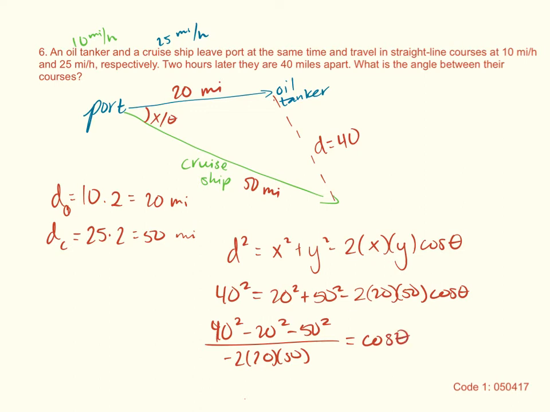So then we have that cosine theta is equal to 0.65. We're going to use inverses here, so you're going to do theta is equal to cosine negative 1, that button on your calculator, of 0.65, which will be 49.5 degrees. And that's the answer.